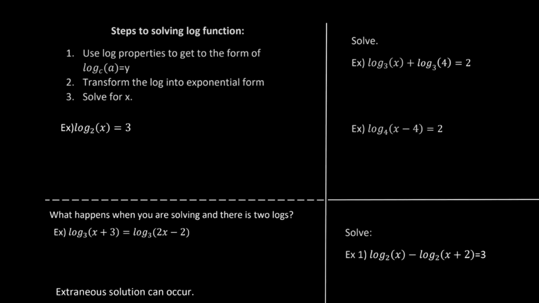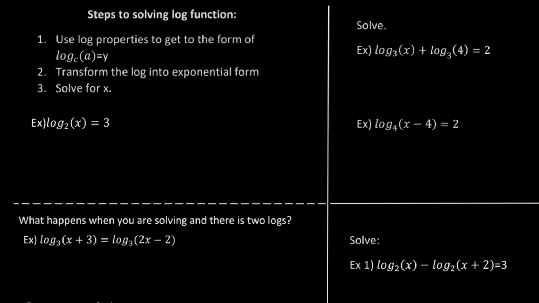Now, when it asks us to solve for a variable that is being logged, we first have to use log properties to get one single log on one side. So here you can see the first example is easy to solve for. It already has one log. I can immediately convert to exponential. How do I convert to exponential? Log rule. And then you solve for x.